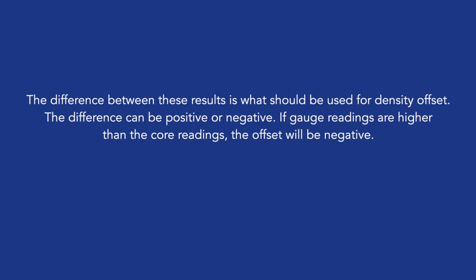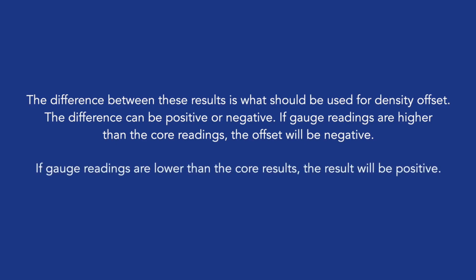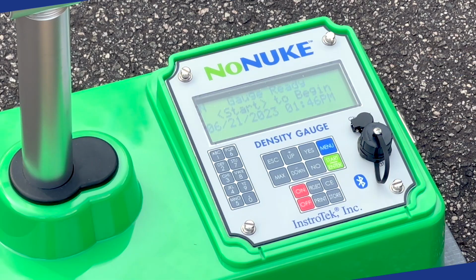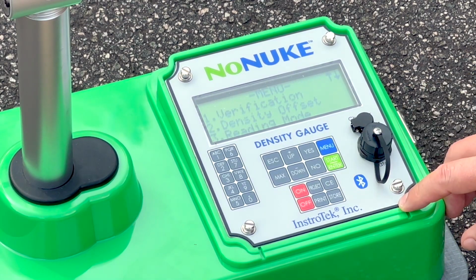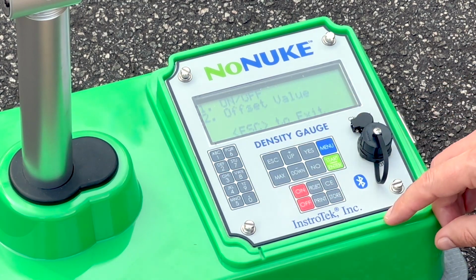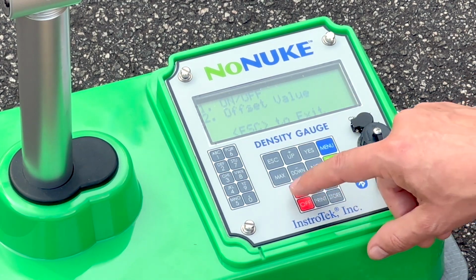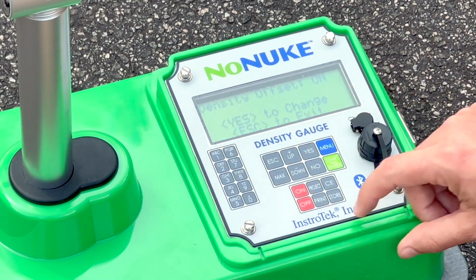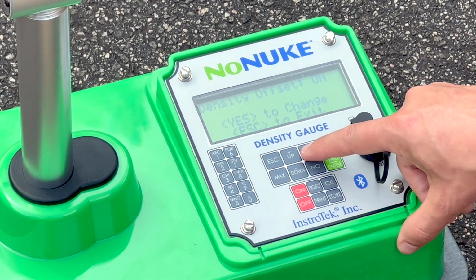The difference can be positive or negative. If gauge readings are higher than the core readings, the offset will be negative. If gauge readings are lower than the core results, the offset will be positive. To add an offset, press Menu to enter the menu screens. Item 2, Density Offset, allows you to turn the density offset on or off, and to change the density offset value. Press 2 from the menu screen.